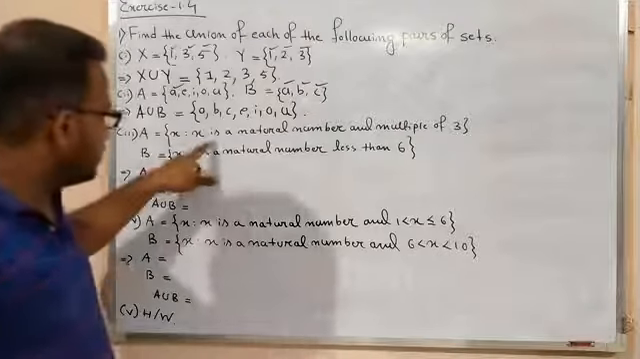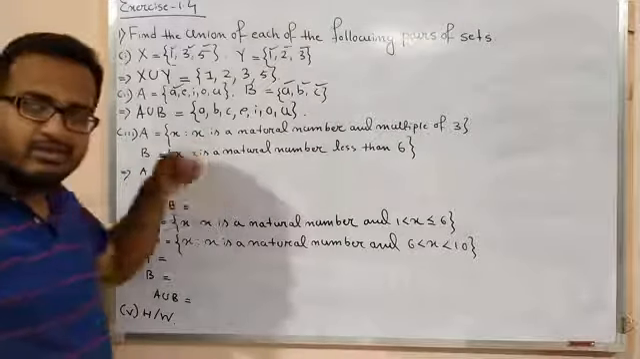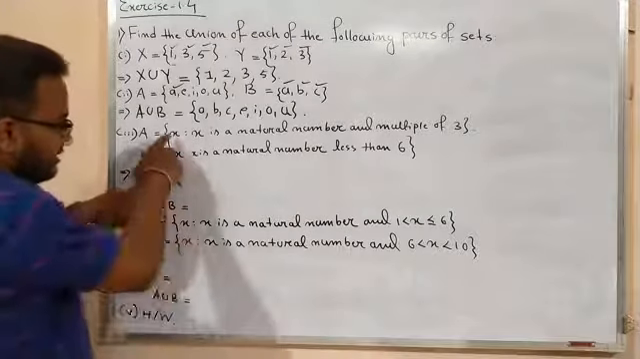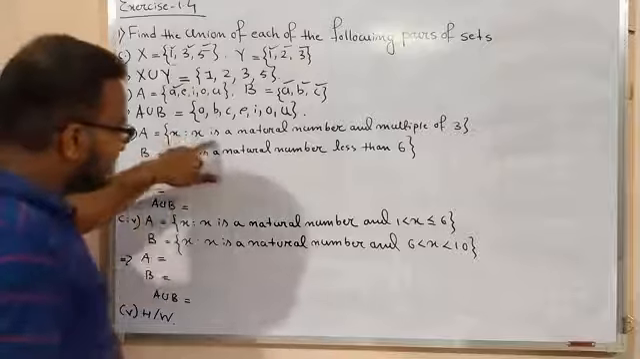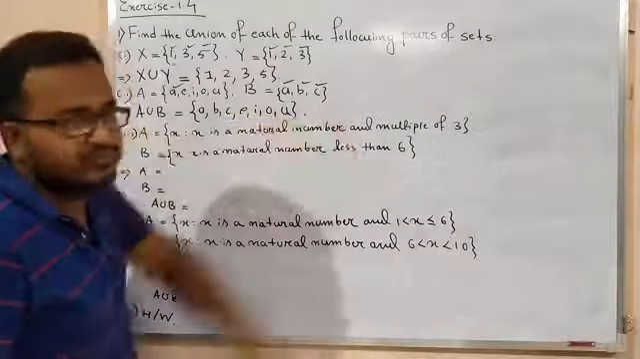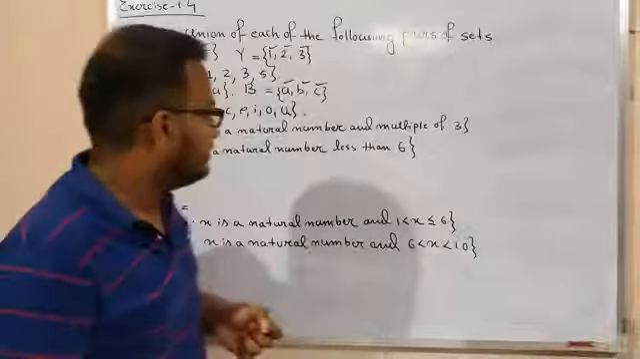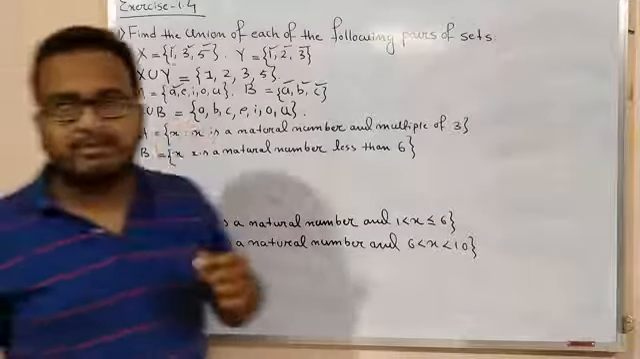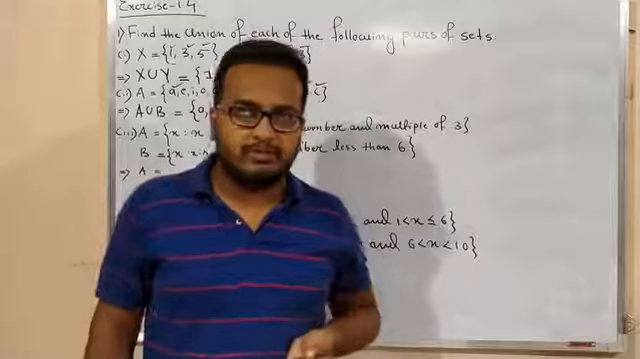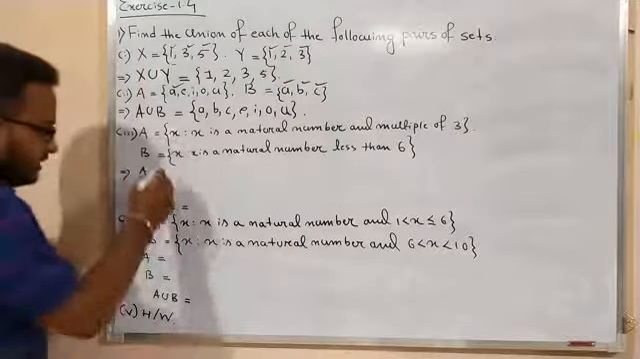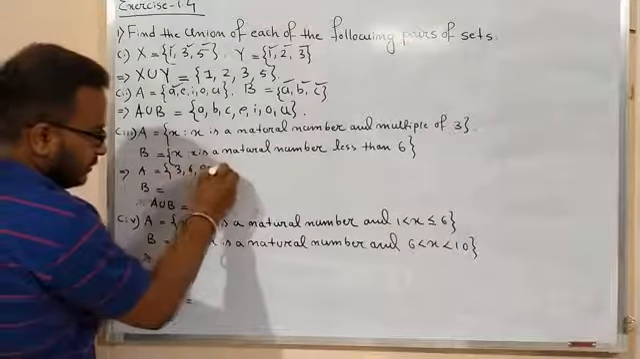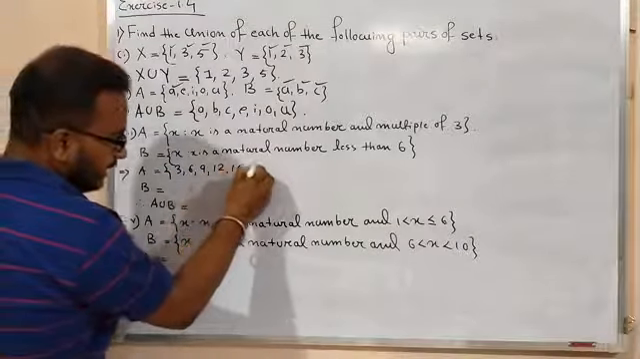So in this case, first of all, you have to identify the sets properly. Then you have to write the union of the sets. First of all, you have to write this A. Now this A is what? X such that X is a natural number and a multiple of 3. So X must be a natural number and it should be a multiple of 3, right? We know the set of natural numbers starts from 1. So 1 is not a multiple of 3, isn't it? So multiple of 3 means the numbers will be 3, 6, 9, 12, 15, 18, and so on.